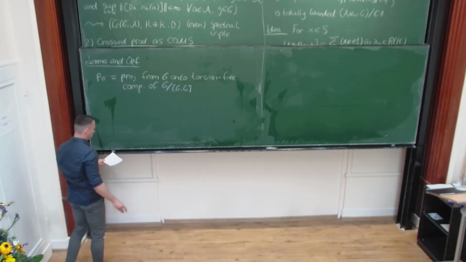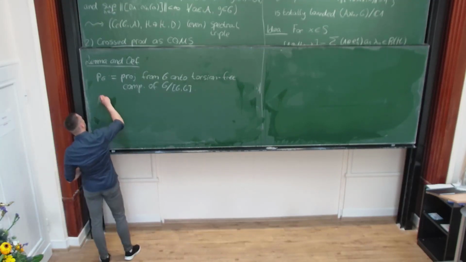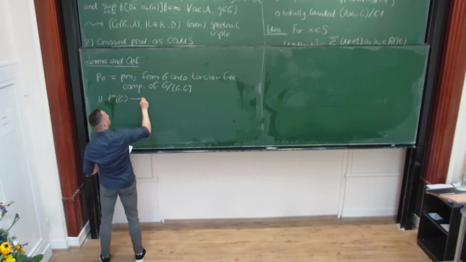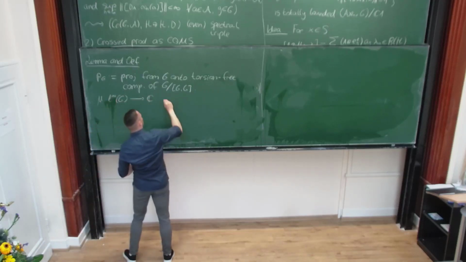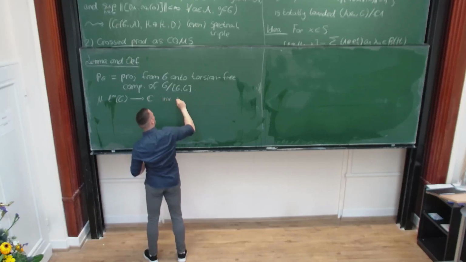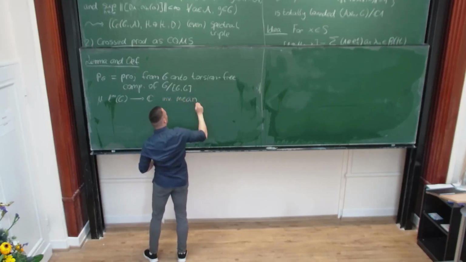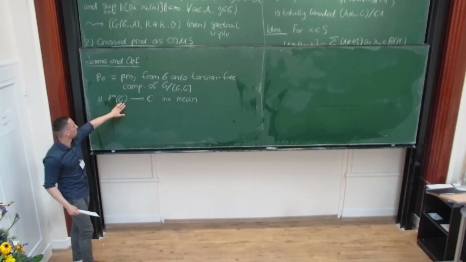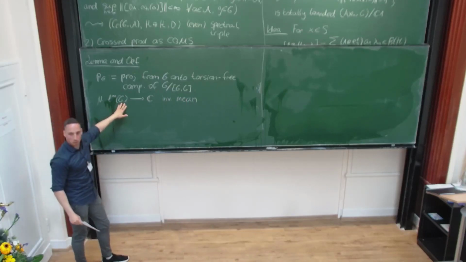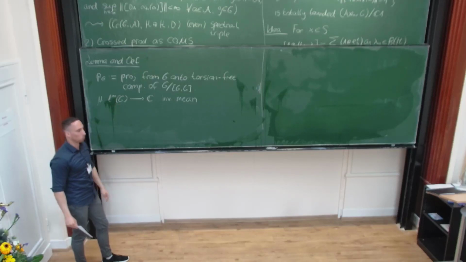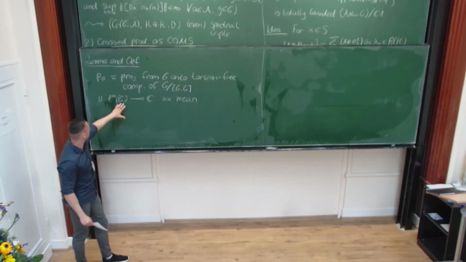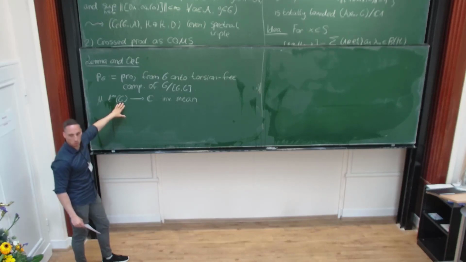What else? I want to have an invariant mean on L infinity of G. So what is an invariant mean? That's a state on L infinity of G, which is invariant under the canonical action of the group G on L infinity of G. Right? So in particular, I assume that the group G is amenable.